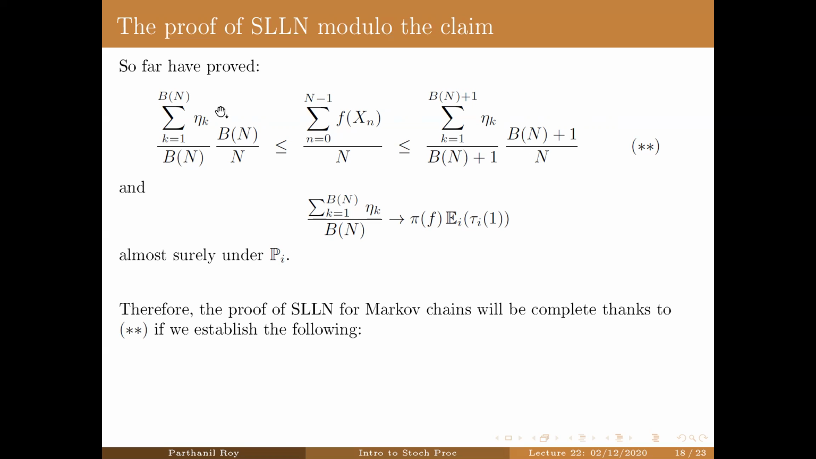provided we show that Bn by n converges to the right thing, namely Bn by n converges to 1 over the expected block size, which is 1 over the expected length of the first excursion. If that happens, then this also will converge to the same thing, and therefore both will converge to pi f. So this is the only step that is remaining.